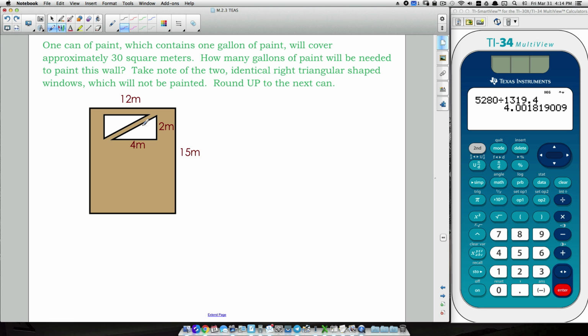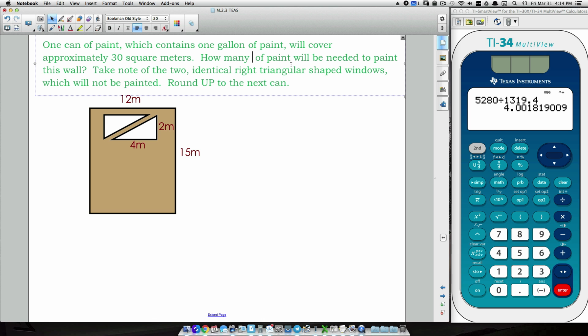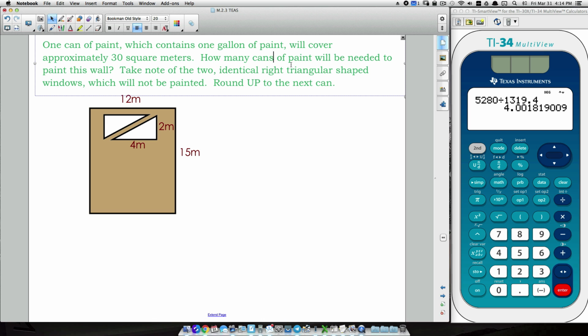And now our last problem. So we got 1 can of paint which contains 1 gallon of paint, will cover approximately 30 square meters. How many gallons of paint will be needed to paint this wall? Okay, I'll tell you what, how many cans of paint? How many cans of paint will be needed to paint this wall? Take note of the 2 identical right triangular shaped windows, which will not be painted. Round up to the nearest can. So notice I changed my little word there to can.